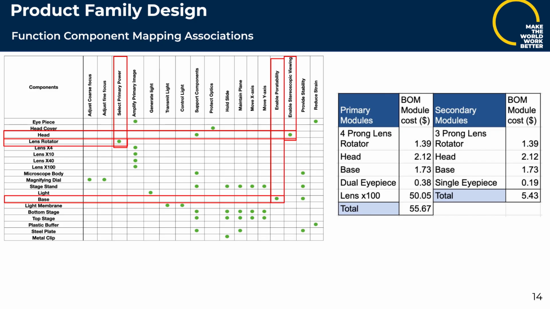In order to define our modules, we took a look at the function component mapping matrix, and we can see that the corresponding parts to the functions of enable stereoscopic view, select primary power, and enable portability are the head, lens rotator, and base, respectively. Also included in our modules are the eyepiece and lens times 100, which are different for each of the two variants. Shown also are the costs for each module from the bill of materials. As you can see, researchers and scientists will be paying more for stereoscopic view, higher magnifying lens, as well as more control over primary power than the educational users.